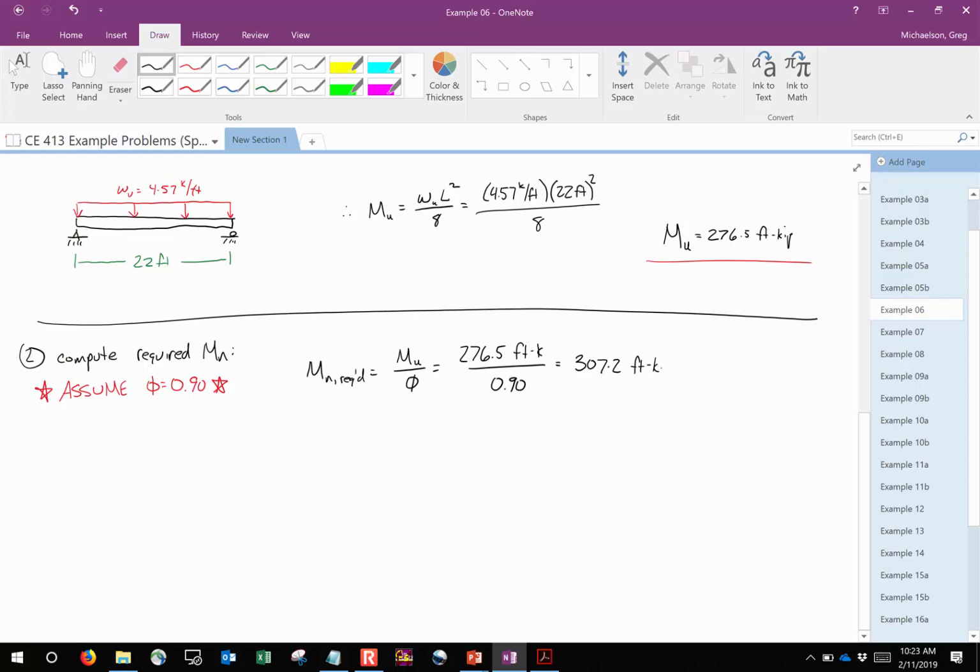Now, I'm going to have you do something for me, and you'll see why here in a second, because it's just going to make the value a lot more usable later. Will you go ahead and convert this into inch kips for me? And so how do you do that? What do you do? Do you divide by 12? What do you do? Multiply by 12. There you go. And so Mn required equals what in inch kips? 3686.4. Do I have a second on that?